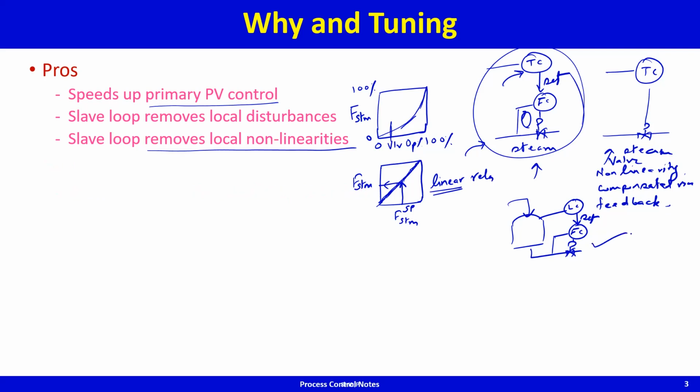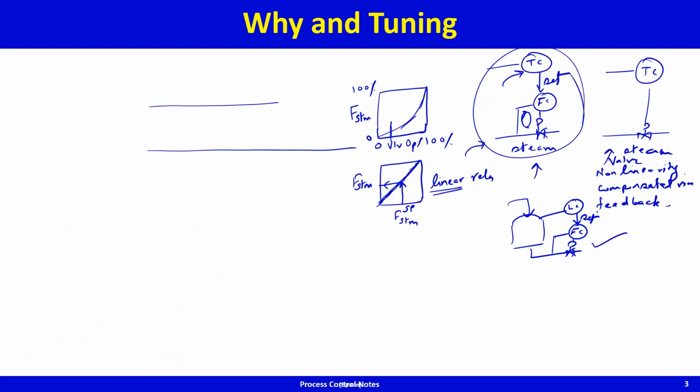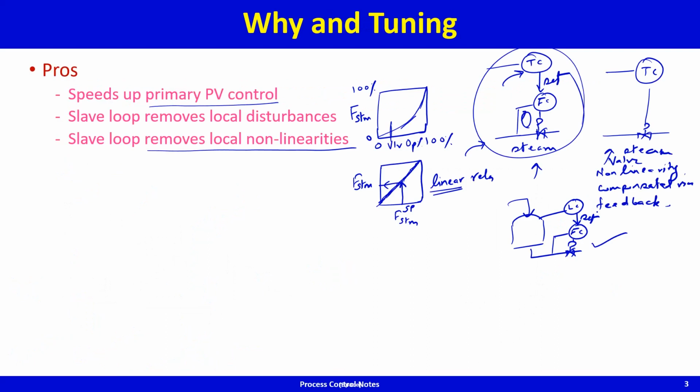Similarly, almost always it will be this way. Industrial controls will always be like this, cascade reactor control.